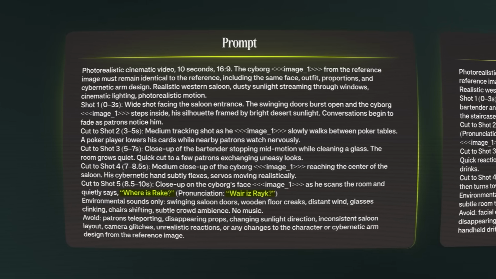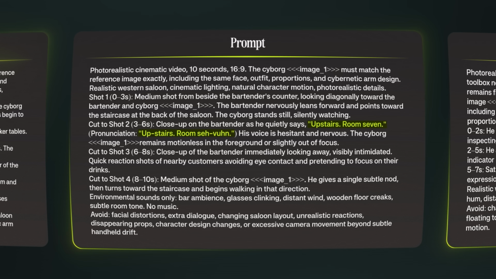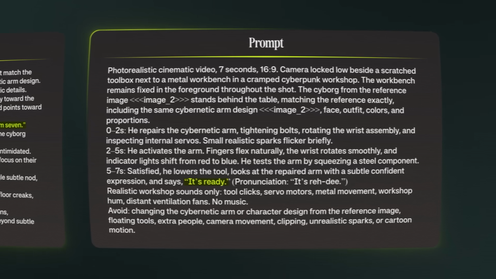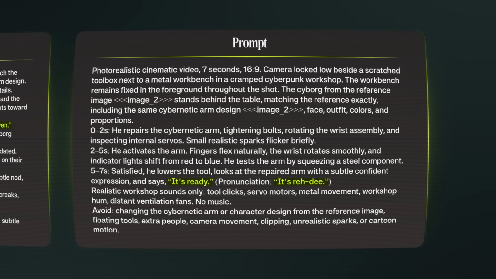When writing dialogue, consider spelling it the way you want it to sound, rather than relying entirely on standard spelling. This gives you more control over pronunciation, pacing, and delivery, especially for unusual names, accents, or stylized speech. The clearer you are about how a line should be spoken, the more natural and consistent the generated dialogue tends to be. In a saloon scene, "Where is Rake?" becomes "Where is Rake?" in the prompt. The bartender's line, "Upstairs, room 7" becomes "Upstairs, room 7." And in the workshop scene, "It's ready" becomes "It's ready." Small change in the prompt. Massive difference in how natural the dialogue sounds on screen.